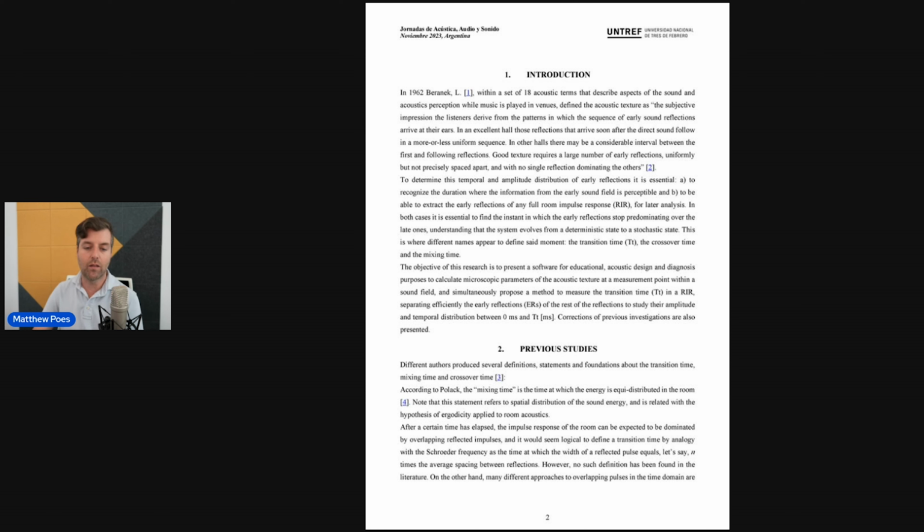And one of the interesting things is that if we go down to the previous studies, they talk about this Poes study that refers to mixing time. And that's the time at which the energy is equidistributed in the room. So you've heard me talk about phase mixing. Mixing time and phase mixing are related concepts. When the reflected energy is perfectly distributed in a steady state nature in the room, the mixing time, the time it takes to get there, is what they're referring to.